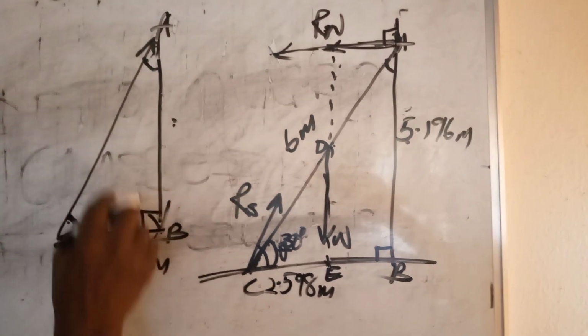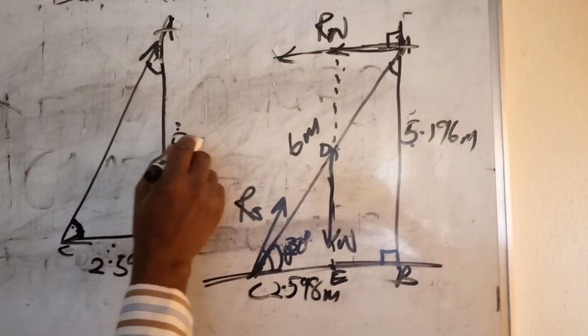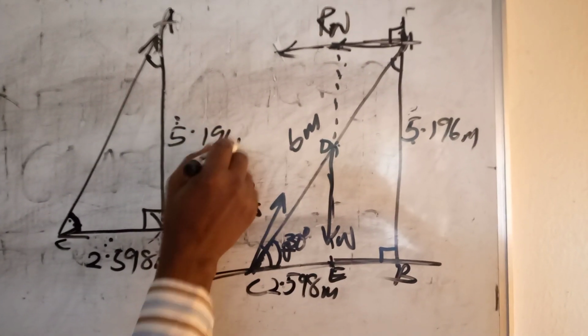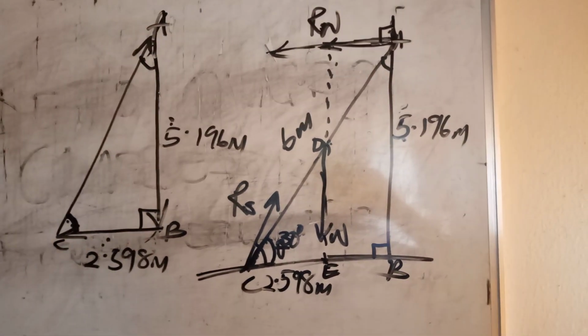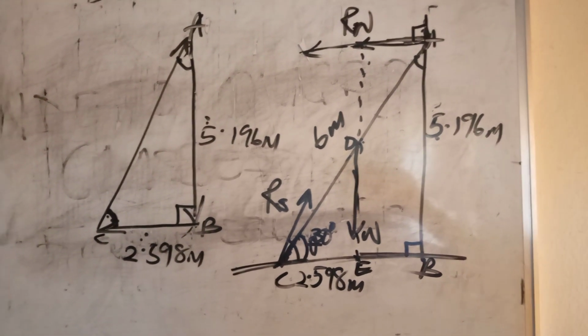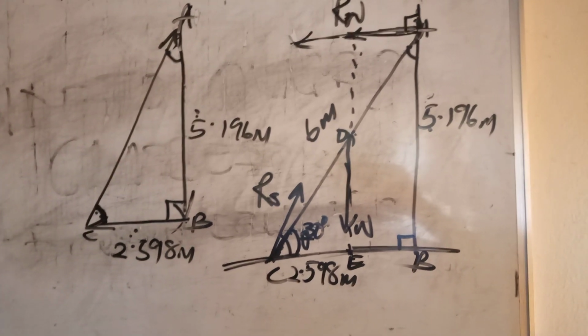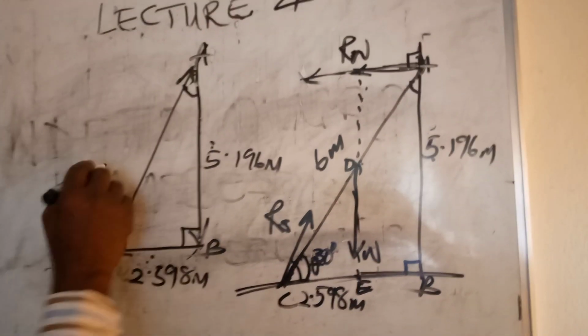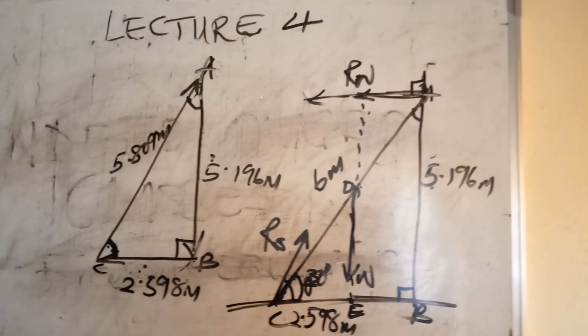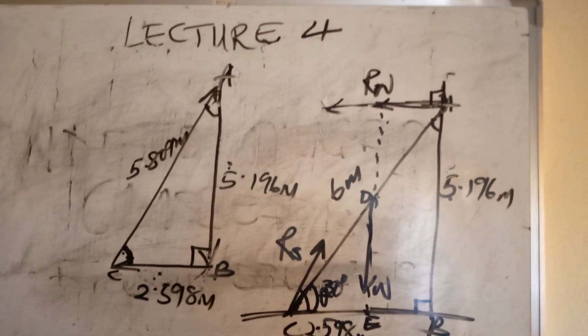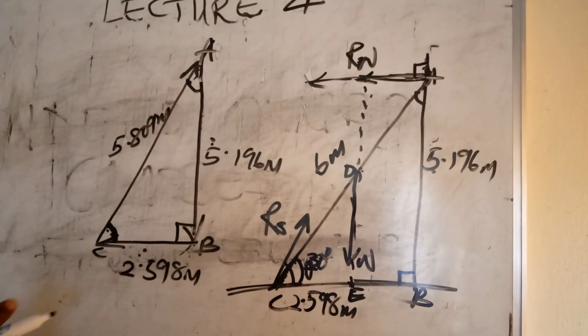So if we bring it, that means this is 2.598 meters, and this is 5.196 meters. So automatically I can get CA by Pythagoras. If I do that, I get CA to be 5.809 meters.